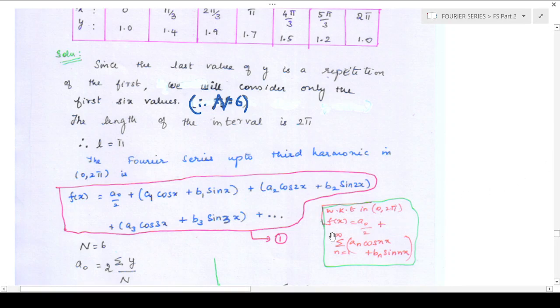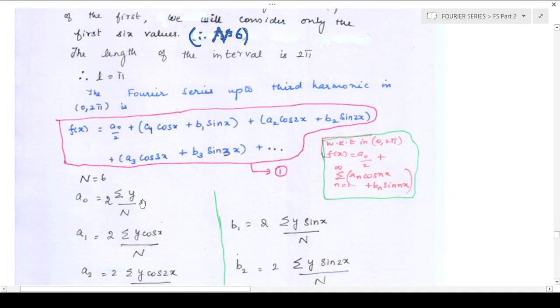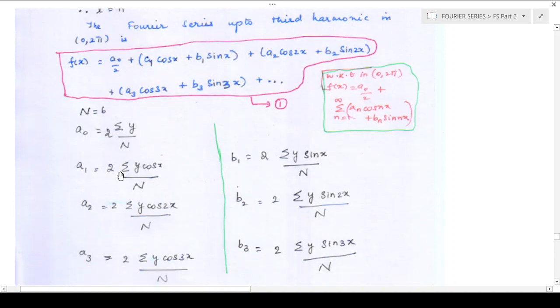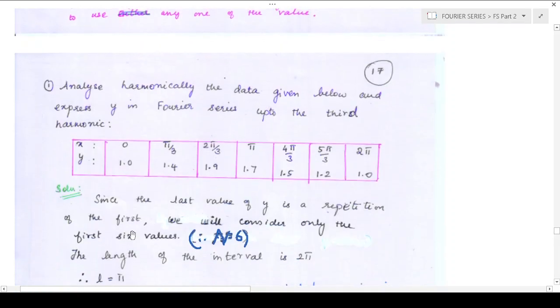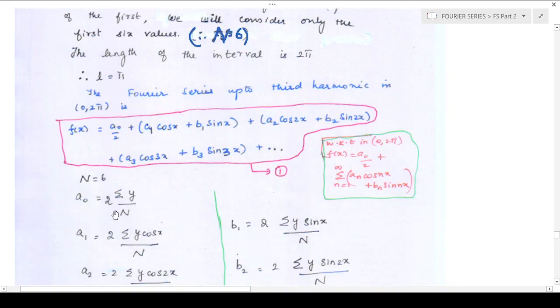So in 0 comma 2 pi, this only is your Fourier series. In this, write a naught by 2, put n equal to 1, write the first bracket, it is up to first harmonic. Put n equal to 2, write the second bracket, put n equal to 3 here, you will be getting the third harmonic, right? Then n equal to 6, 6 values we are going to take. Mean value of y, a naught is into 2. So what will it be? Twice the mean. How to find? Summation y divided by the number of terms in the y value.